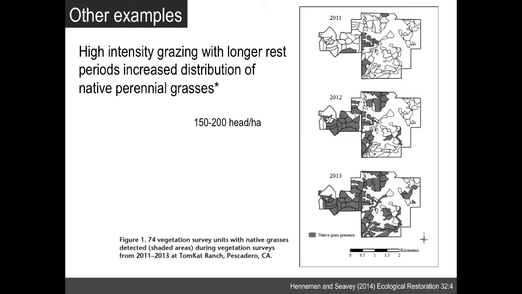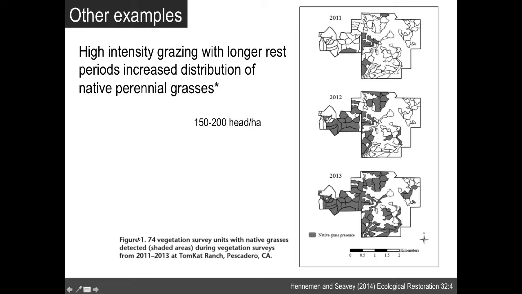Other examples: high intensity grazing with longer rest periods increased the distribution of perennial grasses. This was a quite interesting study from the Bay Area, published in Ecological Restoration, which tested this high intensity, fast rotation grazing. What is the effect on native grasses, and is there a restorative effect? We're talking 150 to 200 head of cattle per hectare, which is an incredibly high stocking density. From 2011 to 2012 to 2013, here we see the distribution, which is just simple presence and absence in the different grazing cells.